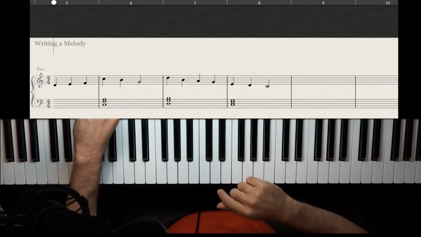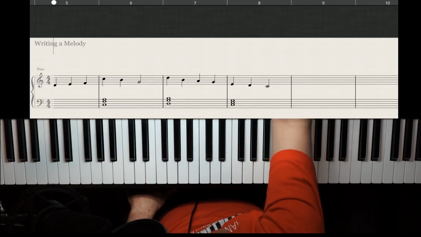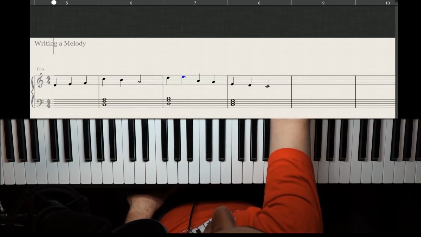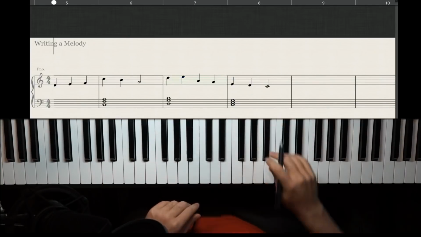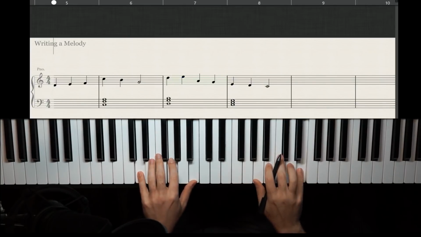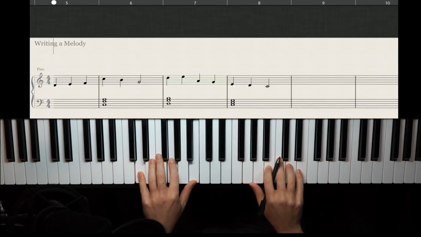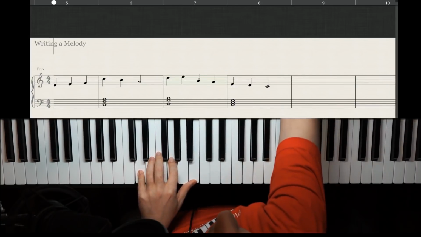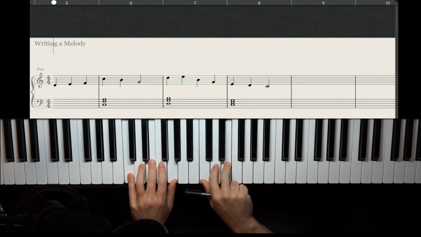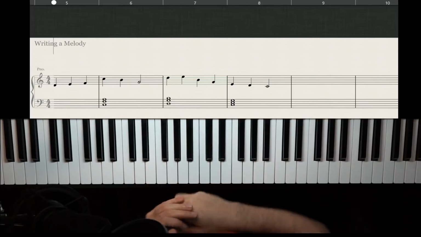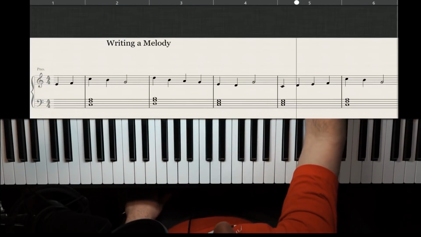So I am going to change up this measure a little bit. You know, maybe we'll even go for something a little different. We'll maybe go up first, and then maybe do a little bit of a skip down, and then have that final sound there. So let me play through the entire thing.